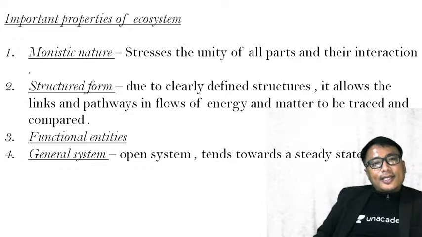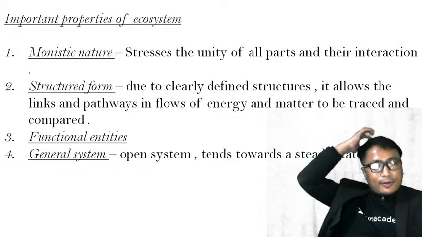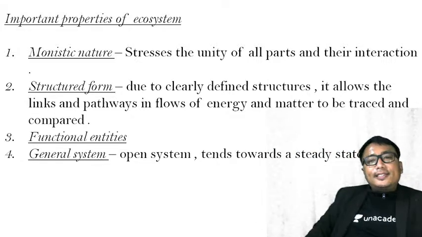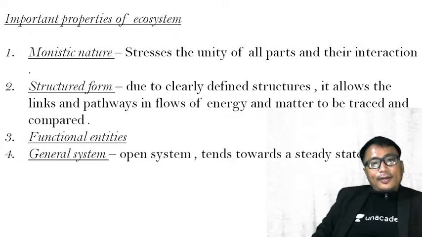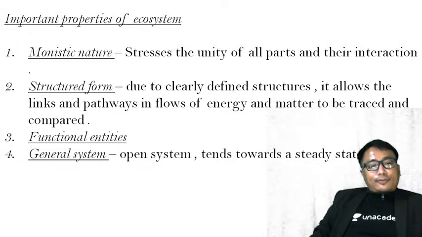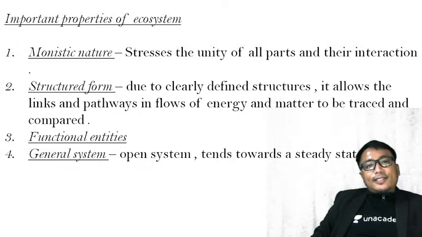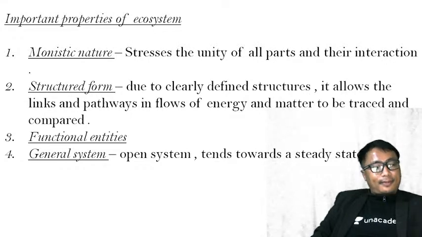What is this monistic nature? Monistic nature means, which is an important characteristic or property of this ecosystem, they stress the unity of all parts and their interaction, of the ecosystem. This is one of the characteristics. Then comes the structured form. That is, due to the clearly defined structure, it allows the links and pathways in flows of energy and matter to be traced and compared. Another important property of ecosystem, structured form.